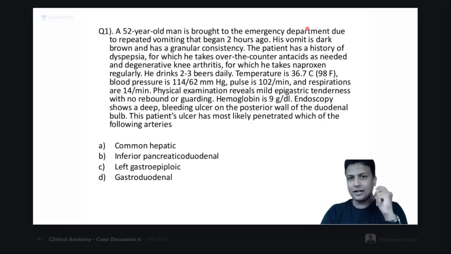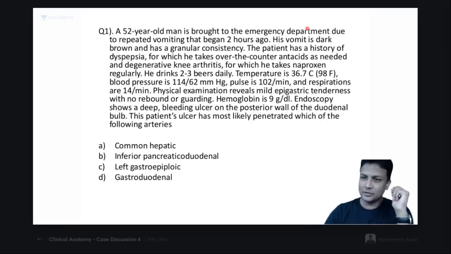By the way, let us have a look at this entire question. Did you read this one? A 52-year-old man is brought to the emergency department.